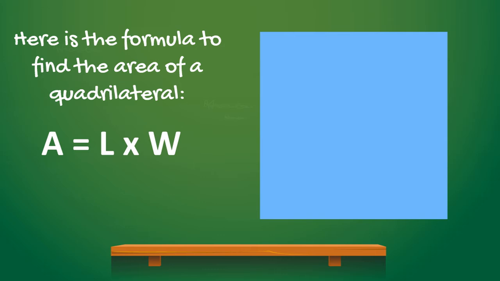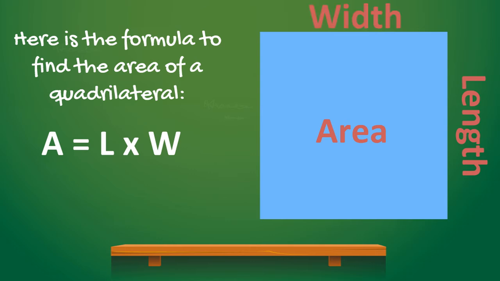This is the formula that lets you find the area of a quadrilateral. We have the letters A equals L multiplied by W. What do you think those letters might stand for? Pause the video and write down the answer. Well, the A in this formula stands for area, L stands for length, and W stands for width. So if you want to find the area of a quadrilateral, you need to multiply the length by the width. That will give you A, the area.